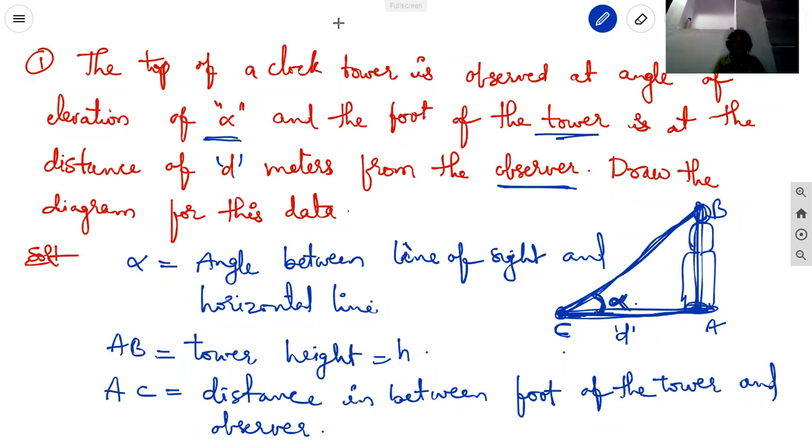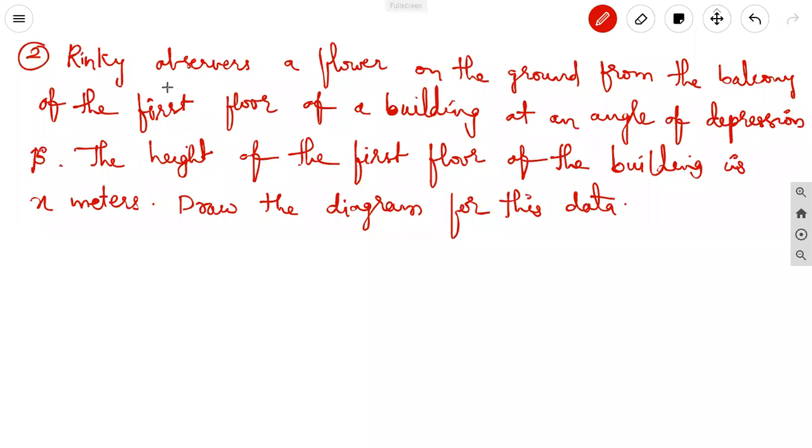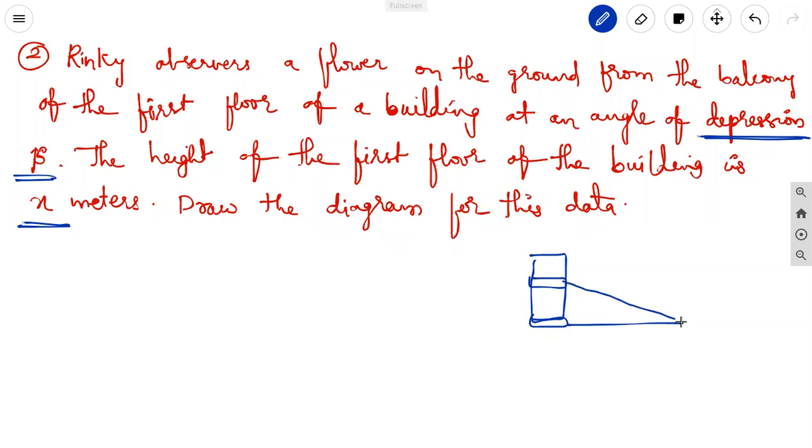The second problem is: Rinky observes a flower on the ground from the balcony of the first floor of a building at an angle of depression beta degrees. The height of the first floor of the building is x meters. Draw the diagram for this data. If this is the building, this is the first floor. This is the foot of the building. And she observes a flower on the ground of the park.